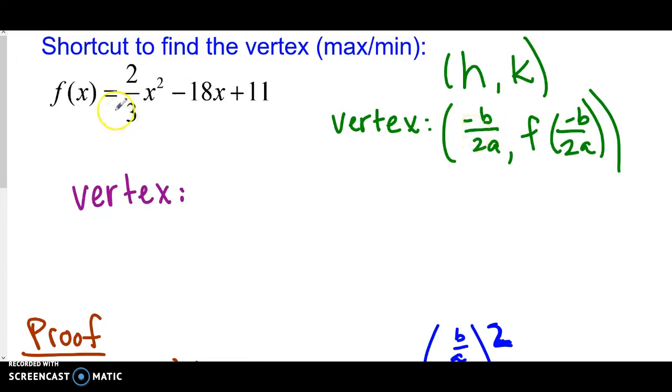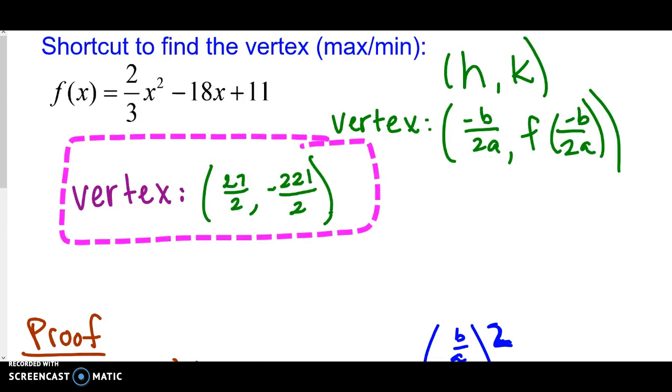So what I'd like you to do, without converting this to vertex form, is state the vertex of this function f of x using this idea. Go ahead. Okay, just to quickly check our answer here, you should have gotten positive 27 over 2, comma, negative 221 over 2.